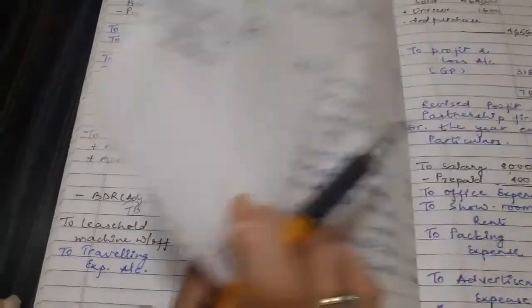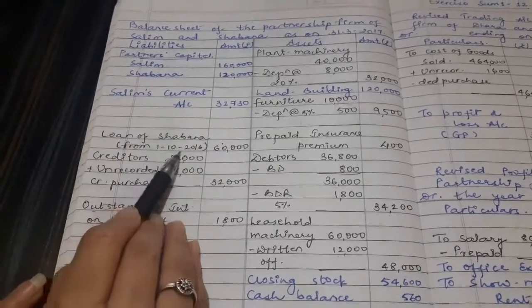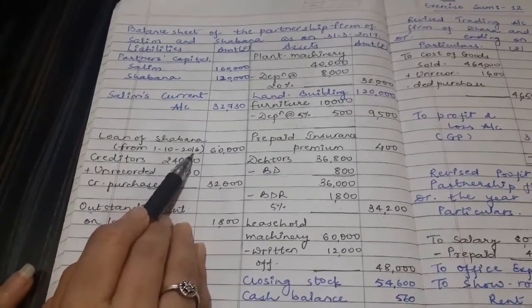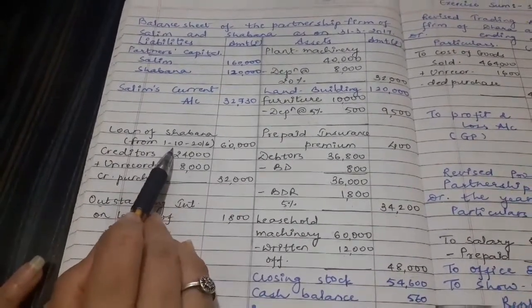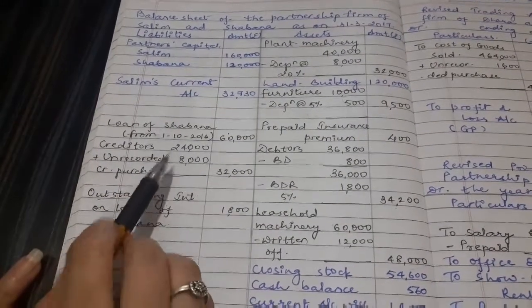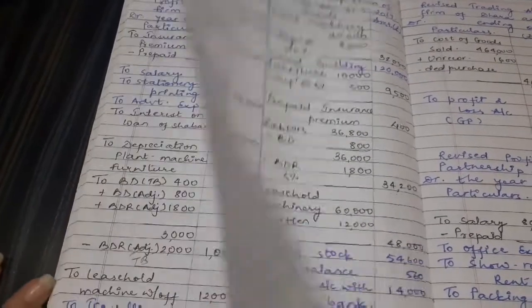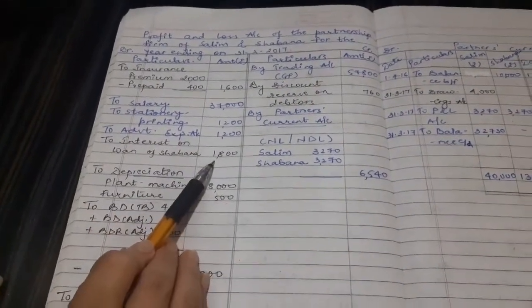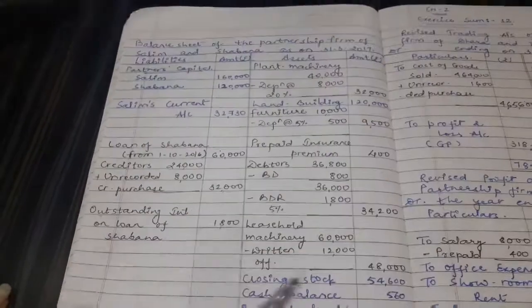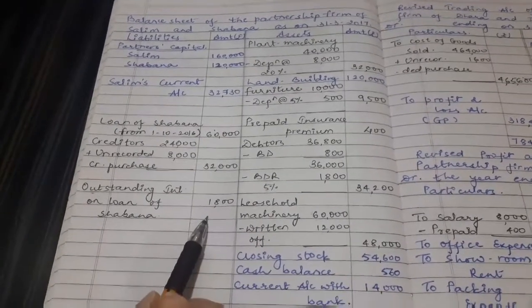Now the loan of Shabana that we have to record on the liability side of the balance sheet. Loan is provided on 1st October 16. So interest on loan we have already calculated, it comes to 1800. This is a financial expense, and that's why the adjustment entry for interest on loan is interest on loan of Shabana account debit to outstanding interest on loan. As it is a financial expense, on the profit and loss account debit side, interest on loan of Shabana 1800. It is payable. So balance sheet, liability side, outstanding interest on loan of Shabana 1800.